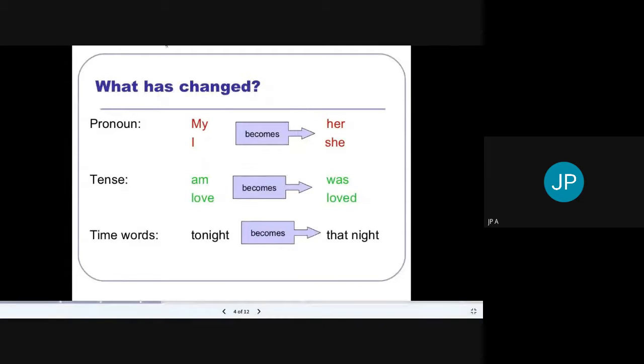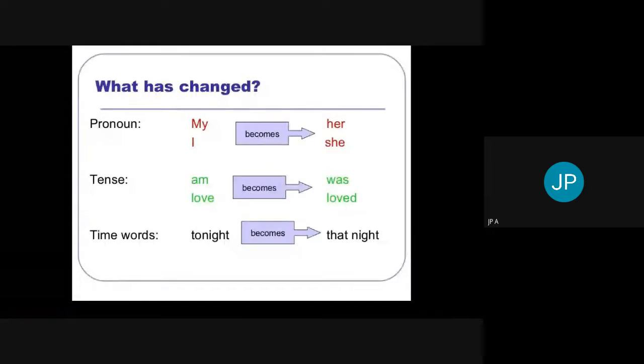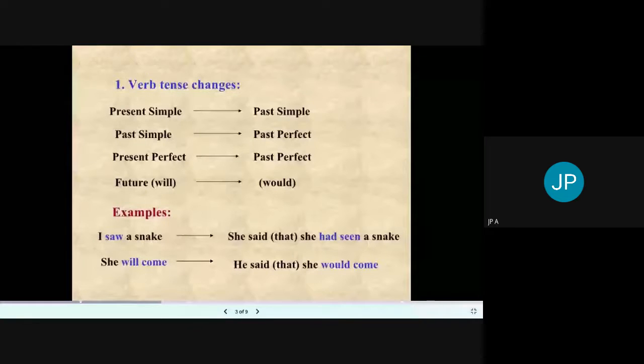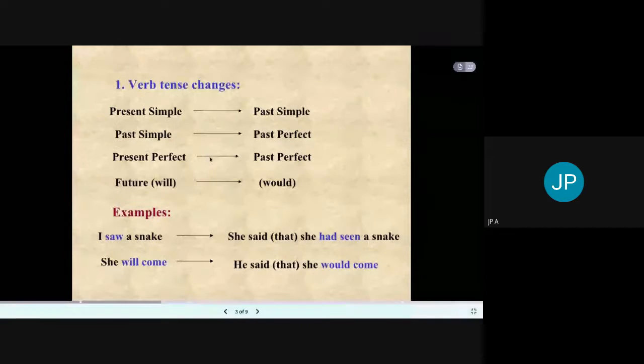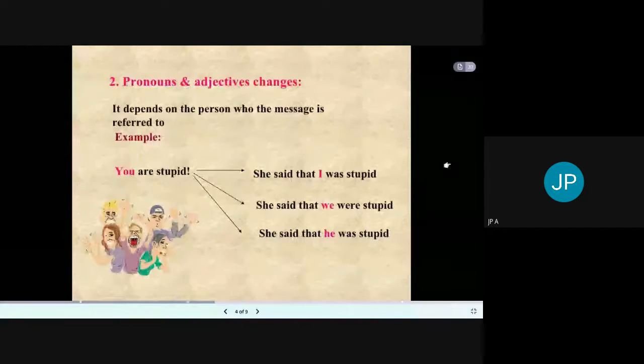So these are the changes that happen. Then time words: tonight becomes that night. We will discuss these changes again. Here, these are the verb changes. Simple present became simple past. Simple past became past perfect. Present perfect became past perfect. And here past perfect is not shown because past perfect has nothing further to change. It will remain the same. That's why it is not shown here.